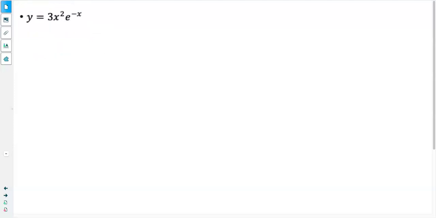Okay, next example, we've got y equals 3x squared e to the negative x. So y prime, we have a constant in front, so we can move that in front of everything. And then we're going to take the derivative of x squared, multiply it by e to the negative x, and then add x squared times the derivative of e to the negative x. So the derivative of x squared is 2x.